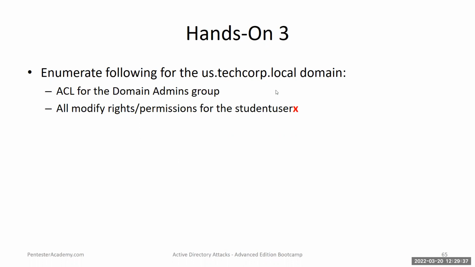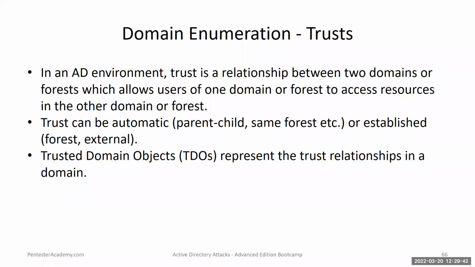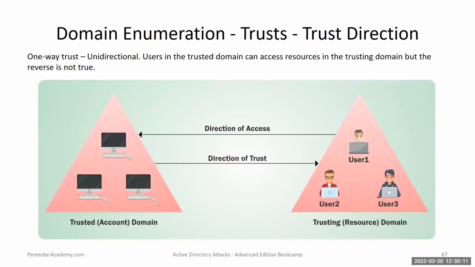The final thing that we are going to discuss on innocent, harmless enumeration is trusts. Now, in any Active Directory environment, trust is a relationship between two domains that allows users and resources from the domains or forests to communicate with each other. A trust can be automatic, like parent-child, same forest, or established, like forest or external. Trusted domain objects represent trust relationships in a domain.